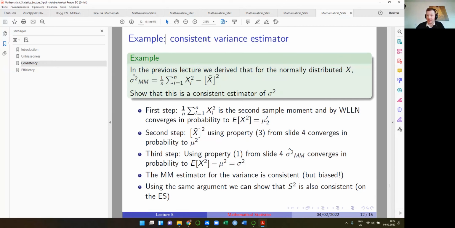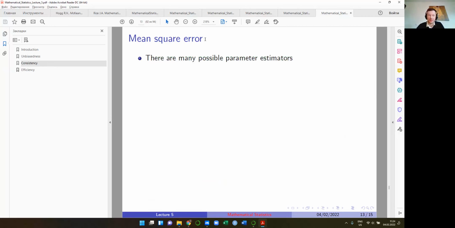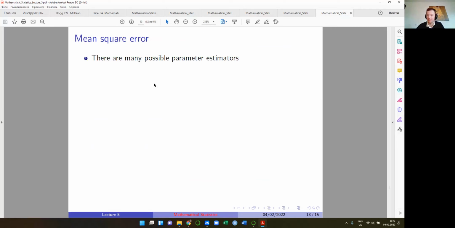Okay, so the last property that we need to introduce is called efficiency. But before we start this discussion of efficiency, we need to introduce one important concept. This concept is the mean squared error. The introduction in this lecture was that there are many possible parameter estimators. Estimators are random variables. They may have some spread around their mean.